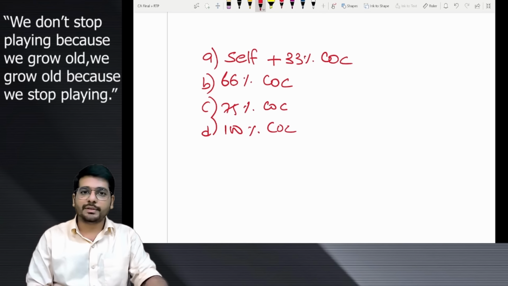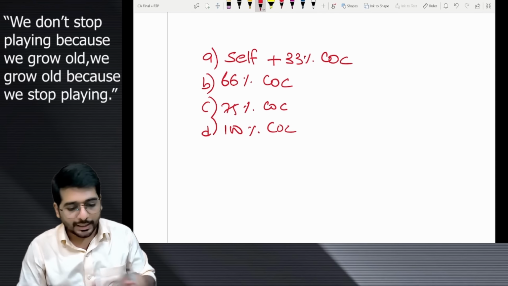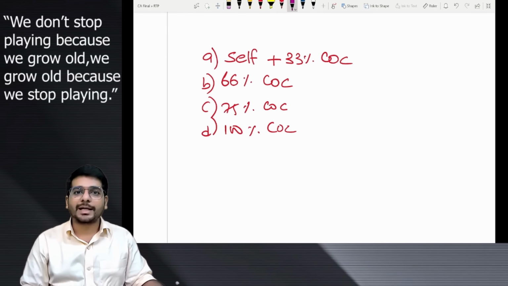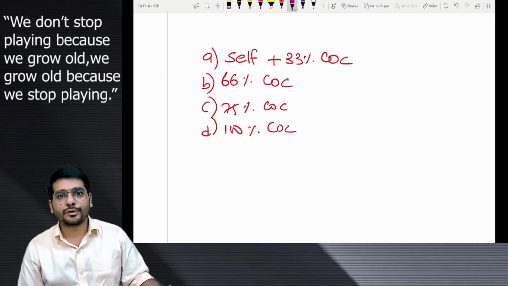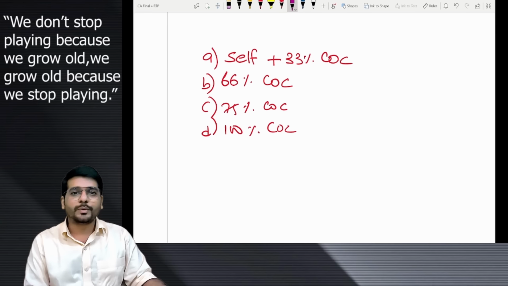Three options available with us, simplified in front of you. Tell me what would be the right answer. You can write the answers in the chat box also. Then you can verify whether your answer was right or wrong. Which one will be correct?